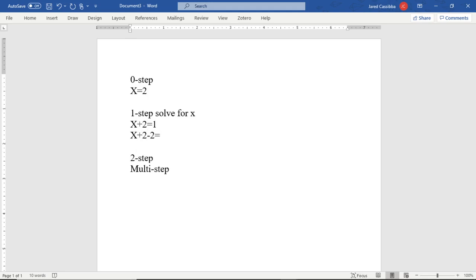What I do to one side of the equal sign, I have to do to the other. That's one thing a lot of people tend to forget about. What I do to one side, I have to do to the other. I have to stay even and balanced. Alright, so now we have x plus 2 minus 2. Well, that's 0. So x equals 1 minus 2, which is negative 1. Right. So that's all it is for a one-step equation.